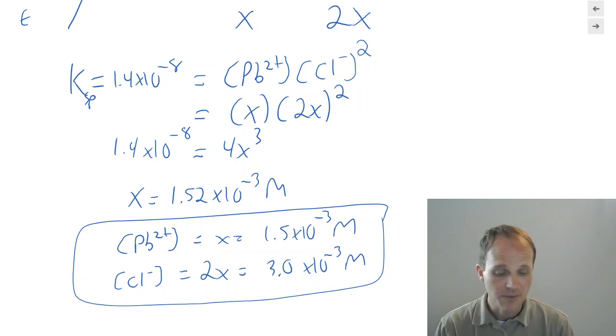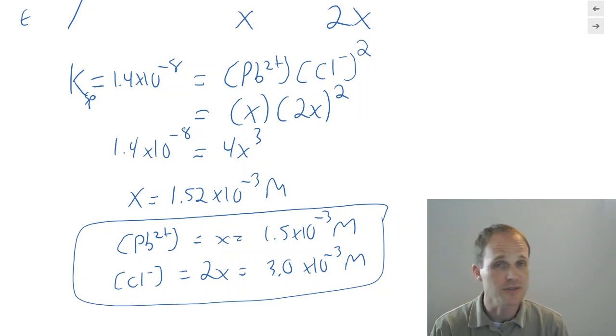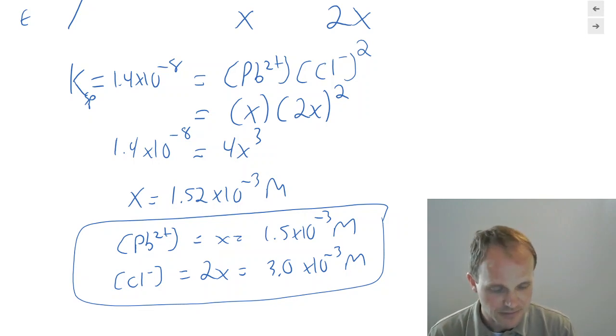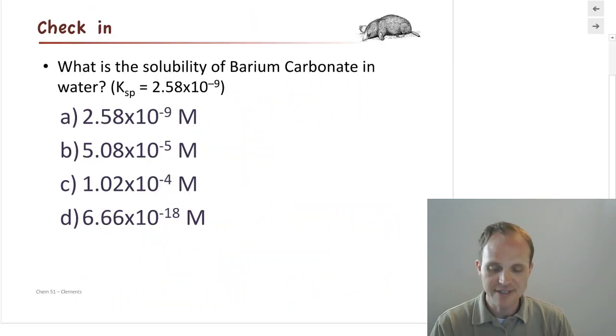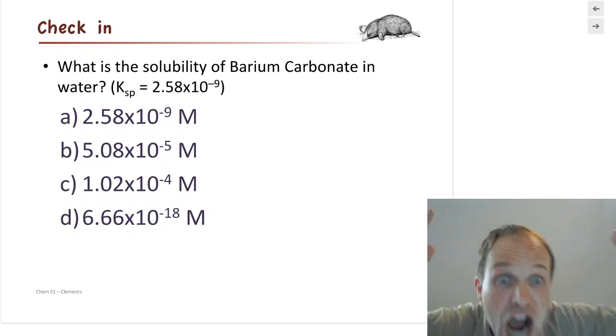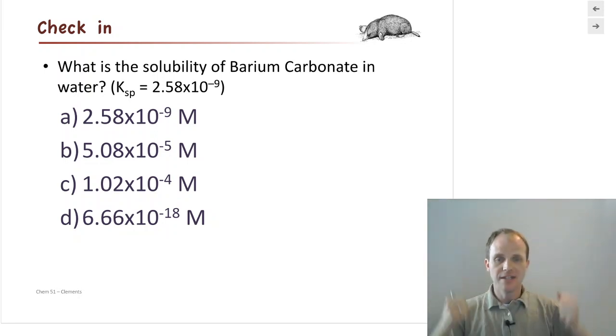All right. We didn't have to make the small x assumption anywhere in there, so there was no small x to check. Those were very simple equilibrium expressions to calculate, as long as you know how to do things like cube root and fourth root on your calculator. Your turn. What's the solubility of barium carbonate in water? There's the KSP value for barium carbonate, and you can go.